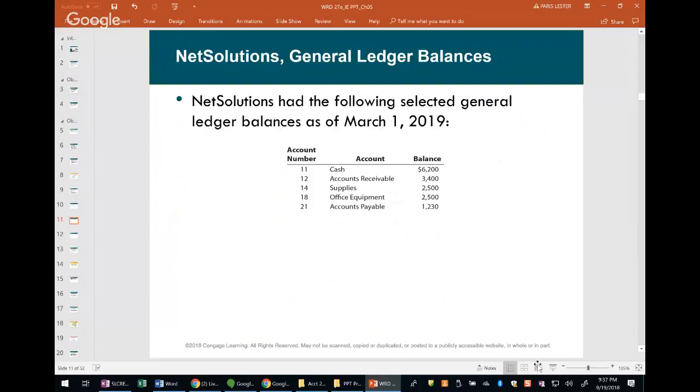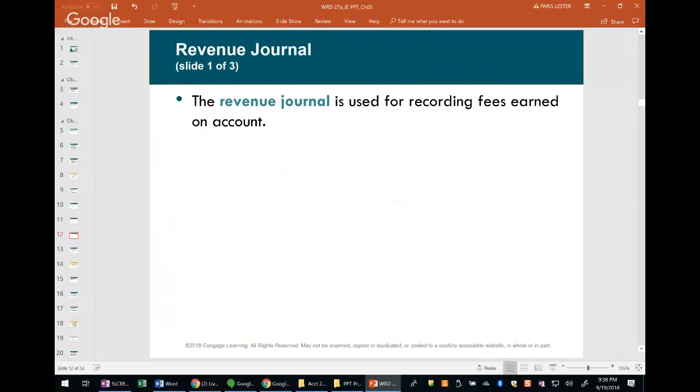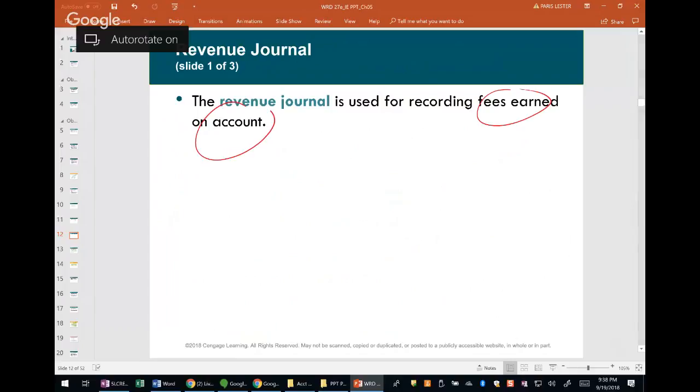We have general ledger balance, and we have cash. Now, accounts receivable might be 10 customers. Accounts payable might be 5 or 10 suppliers. Remember, fees earned on account.